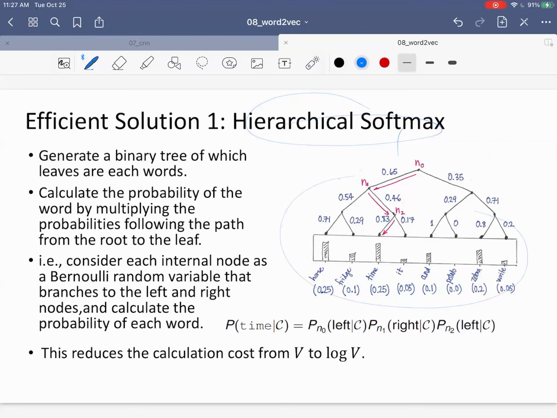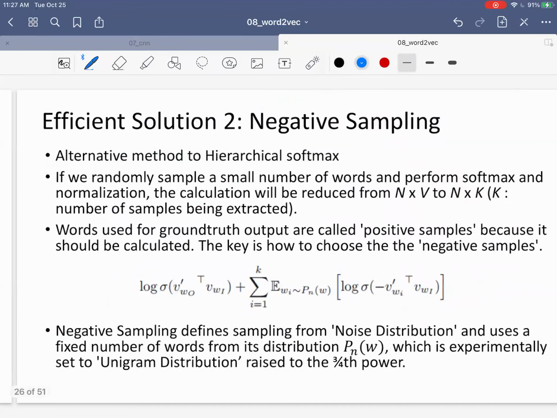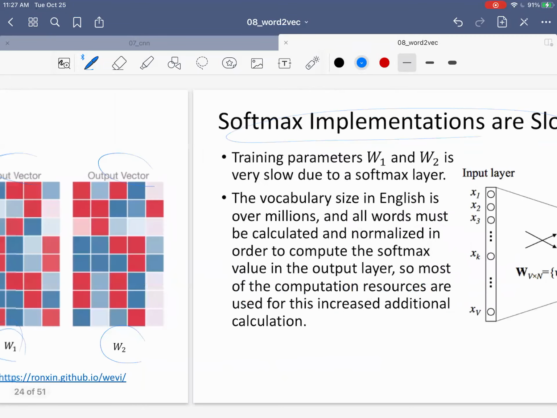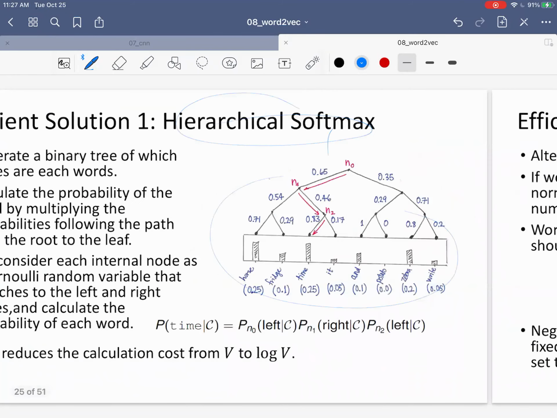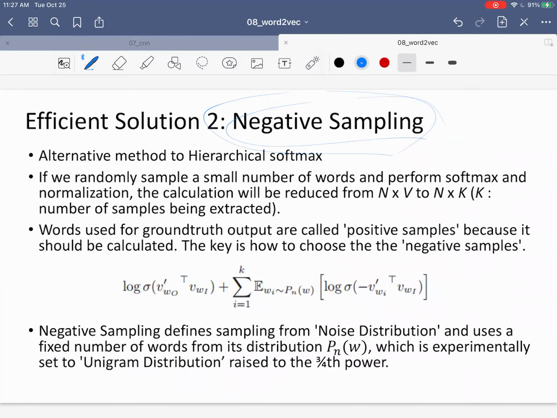It's basically using a binary tree form of softmax to accelerate the optimization process. Another is using negative sampling, where I don't want to go over the entire sum. I just want to sample maybe 5 or 10 words out of the English dictionary, and then I'm going to be done with it. So that's negative sampling. Negative sampling is used pretty heavily these days as well.